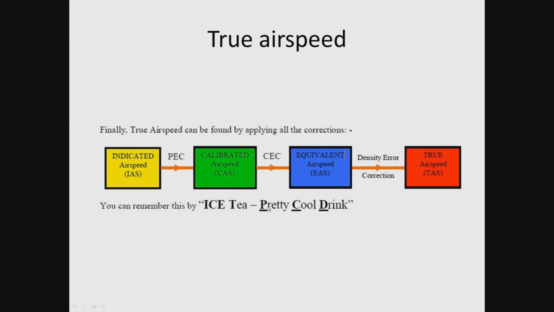And you can remember this by this mnemonic. We say ICE-T, pretty cool drink. And you can remember it by simply drawing it out as so, and remembering that your indicated airspeed, when corrected for pressure error, will give you your calibrated airspeed, which when corrected for compressibility will give you your equivalent airspeed, which when corrected for density will give you your true airspeed.